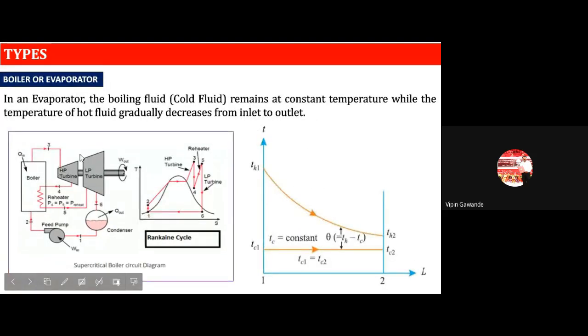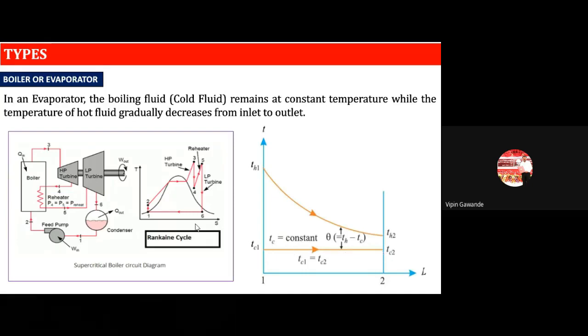Next is the boiler or evaporator. If you take the evaporator, consider the refrigeration system. The refrigerator takes the heat, and there is a phase change process of the refrigerant. So the refrigerant is a cold fluid now. The refrigerant is TC1 and TC2, so the temperature of the refrigerant remains the same.